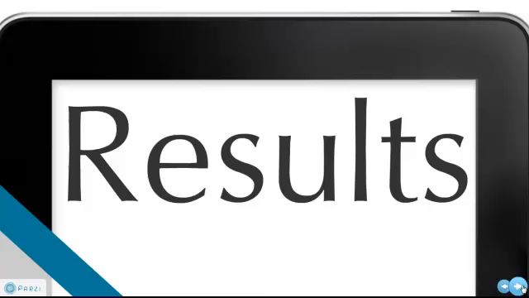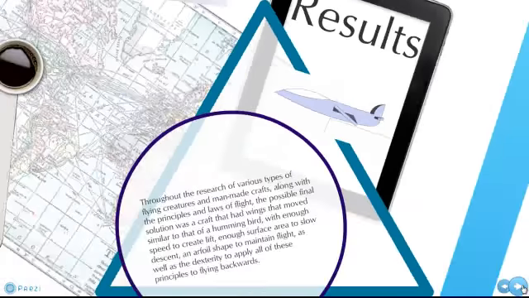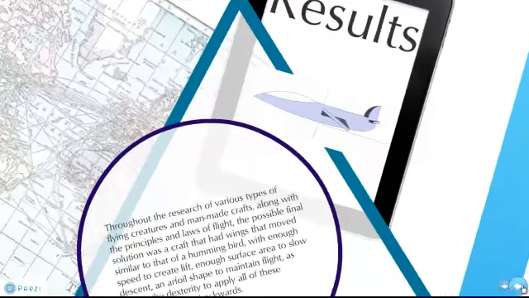Here's a result that students may have come up with. Throughout the research of various types of flying creatures and man-made crafts, along with the principles and laws of flight, the possible final solution was a craft that had wings that moved similar to that of a hummingbird, with enough speed to create lift, enough surface area to slow descent, an airfoil shape to maintain flight, as well as the dexterity to apply all of these principles to flying backwards. And here is what a sample sketch may have looked like.